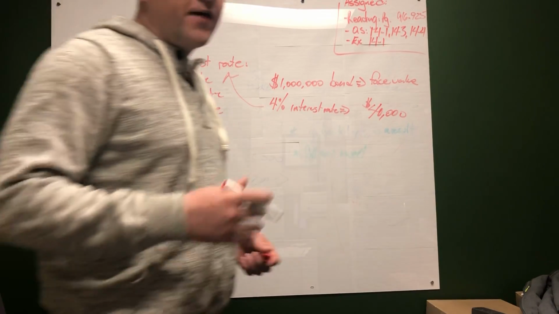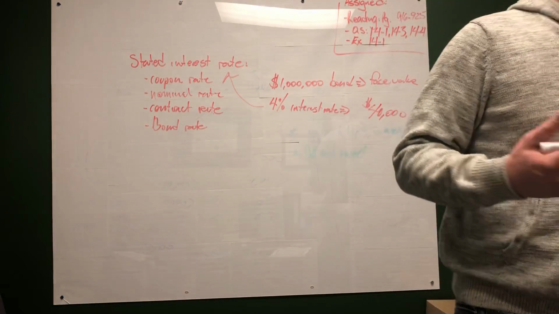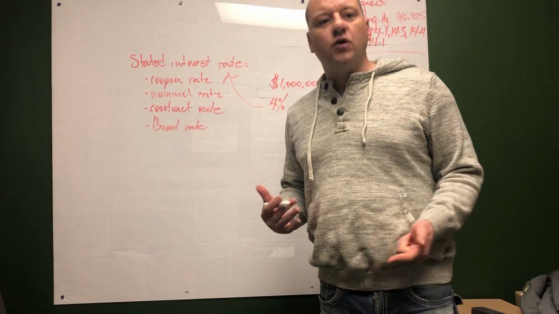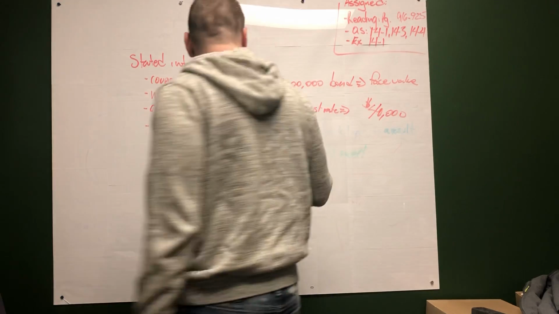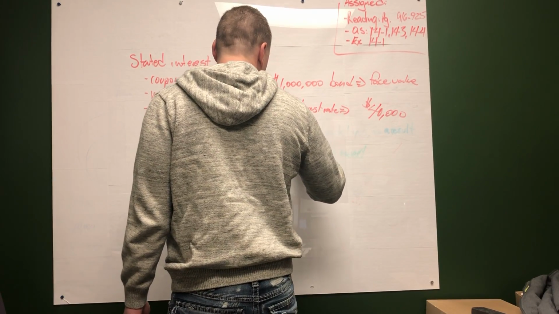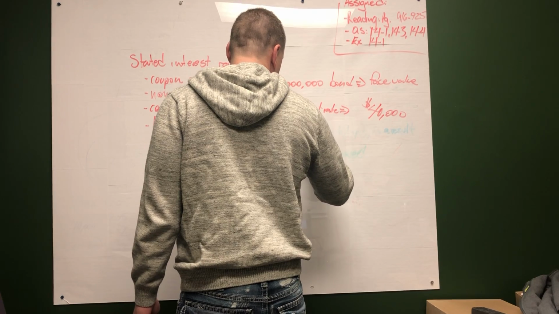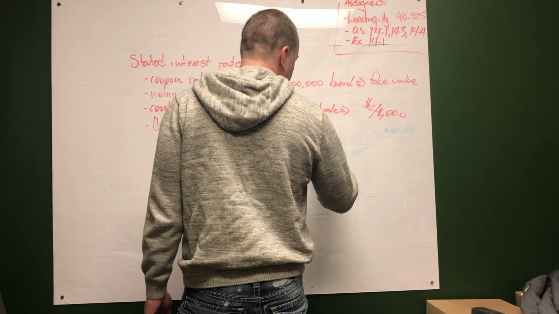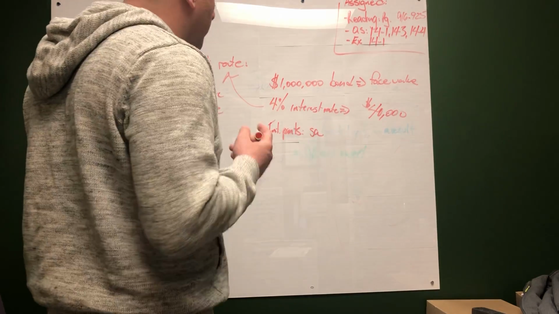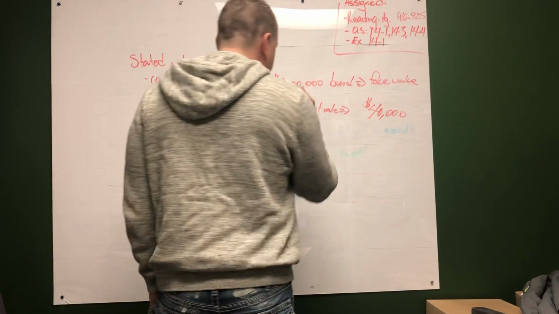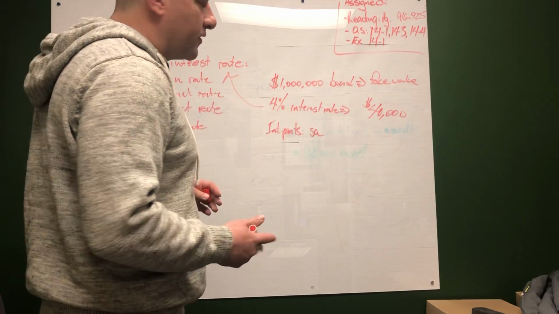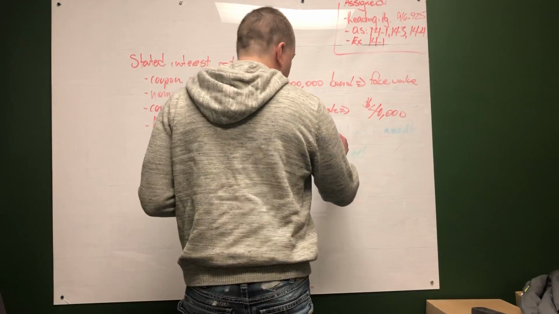Now, we also have to be aware of another thing. Is that interest paid annually, semi-annually, or quarterly? Okay. So, interest payments. Let's just say the interest payment is semi-annually. As a result, what we have to do is we have to take that 4%, which is $40,000 of bond interest. We're going to pay that interest payment semi-annually.